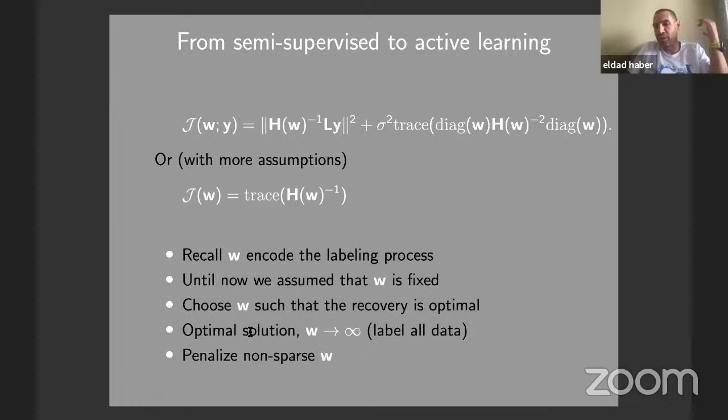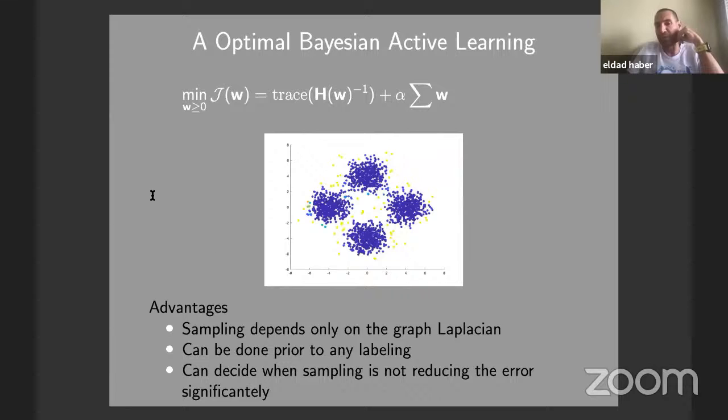Now, the solution, by the way, is obvious. Just sample everybody. So label all the data. If you label all the data, everything is, of course, the best you can get. But of course, I don't want to do that. I want to penalize every data sample. So we are changing the optimization problem for the Bayesian one. What we do is we say, let's minimize the trace, basically the uncertainty, and we add a penalty for each weight we're sampling.